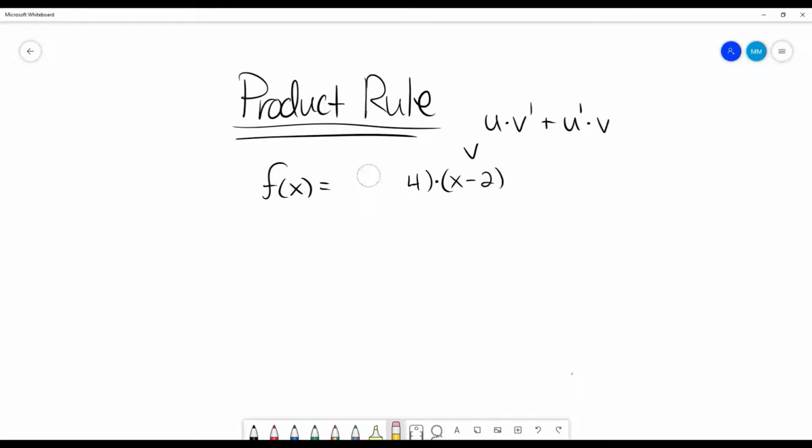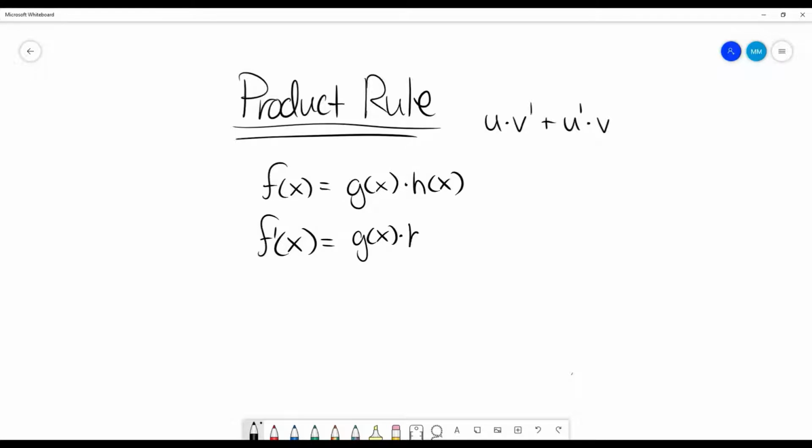It's also really good to know the product rule for when we don't actually know our function. So maybe my f of x is equal to these two functions multiplied, right? If I don't know those functions, all I know is that the derivative of f of x is going to be my first term, so g of x, times the derivative of h of x, plus the other way around, right? So the derivative of g of x times h of x.